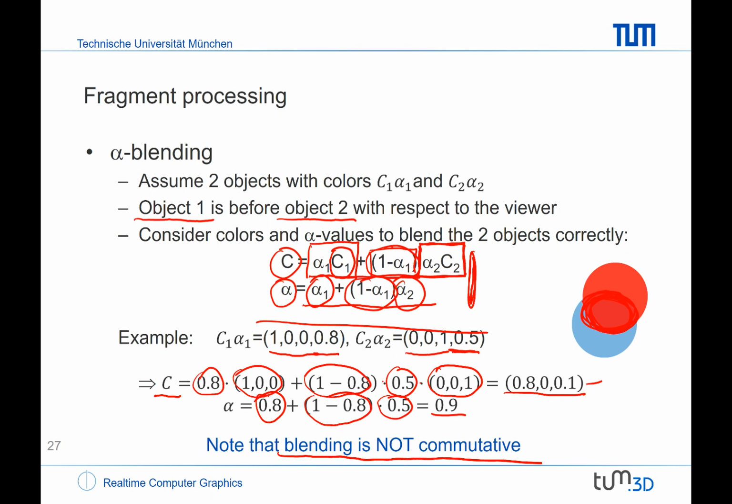Then I have to exchange alpha 1 and color 1 with the color of the then foreground object, blue, and alpha 2 and C2 will be then the color of the background, the new background object, red. So meaning that if I change the order of the objects, depending on the distance to the viewer, or if I change which object is the foreground and which object is the background object, then I have to reflect that change also in the blend equation. Meaning that blending is not commutative. The order in which the objects are blended together matters.